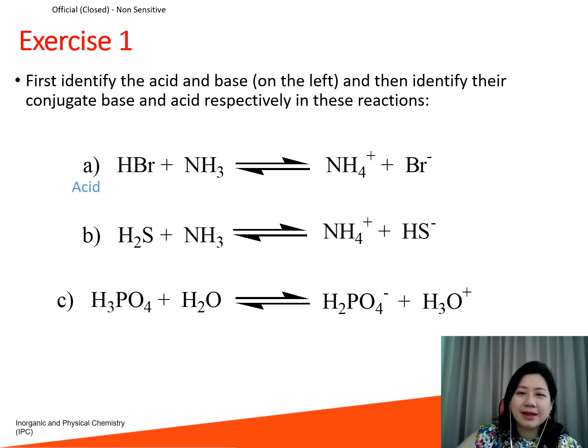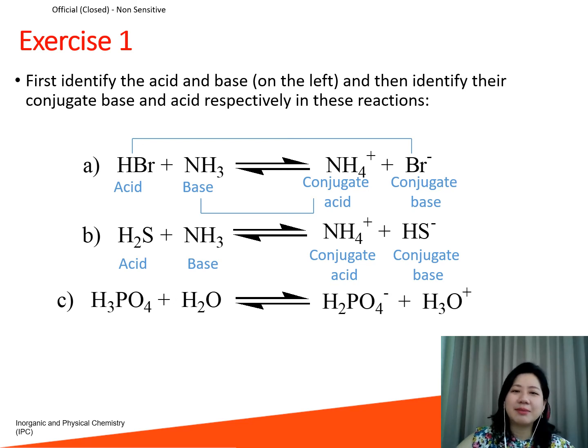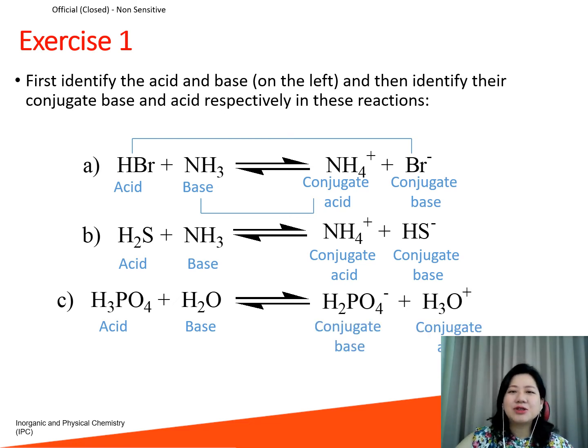For question A, HBr is the acid and NH3 is the base. Br- is the conjugate base of HBr, and NH4+ is the conjugate acid of NH3. For question B, H2S is the acid and NH3 is the base. HS- is the conjugate base of H2S, and NH4+ is the conjugate acid of NH3. For question C, H3PO4 is the acid and H2O is the base. H2PO4- is the conjugate base of H3PO4, and H3O+ is the conjugate acid of H2O.